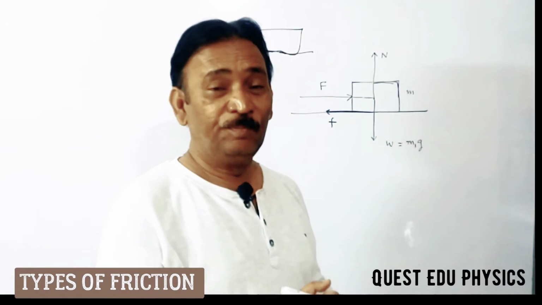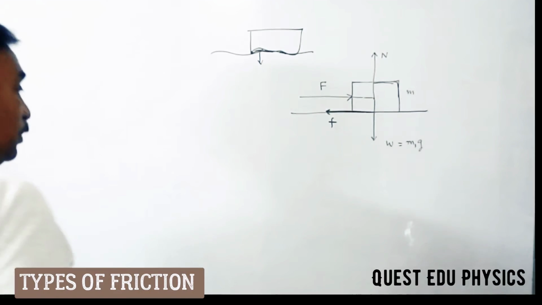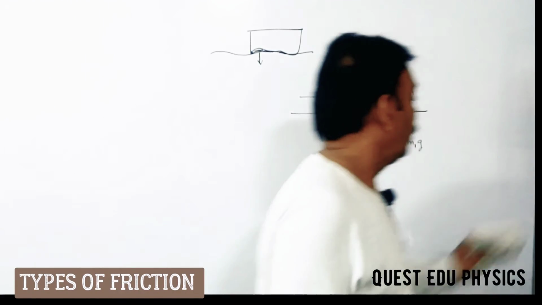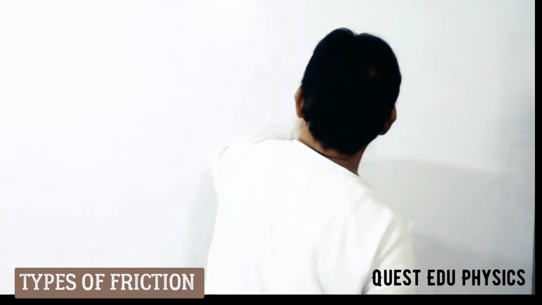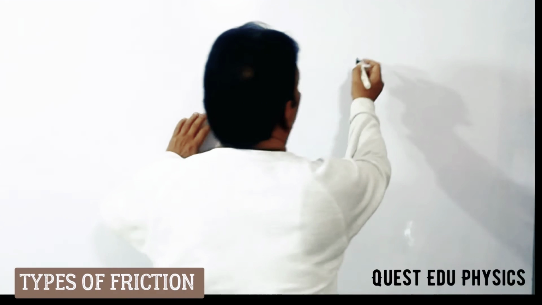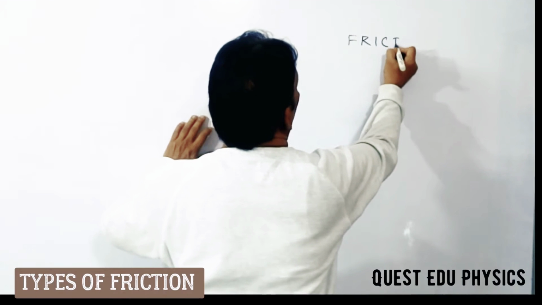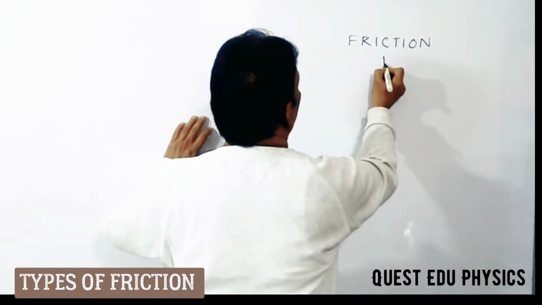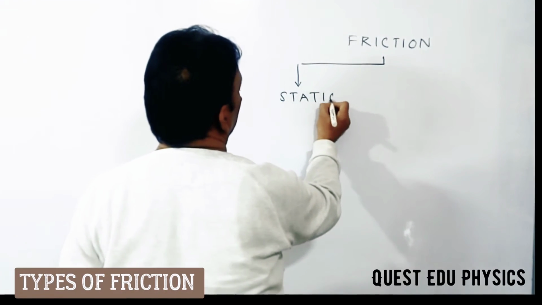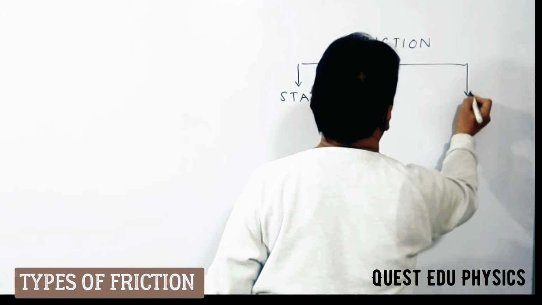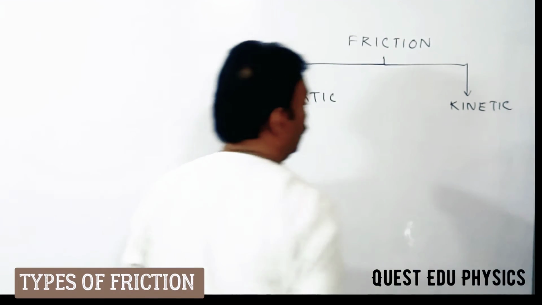When a body is resting over another body, there is no presence of frictional force. Let's see about the types of friction. Friction is classified into two types, students. One is static friction, and the second one is kinetic friction.